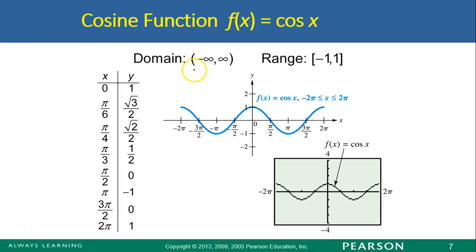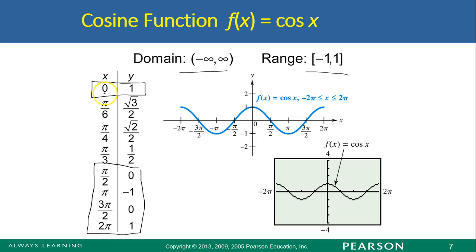Same goes whenever we sketch our cosine function. We have a domain here, all real numbers, and again the range is the same as the sine function. And whenever we go to sketch our cosine functions, again, we're going to be using the same x values to plug in and find the y values for.